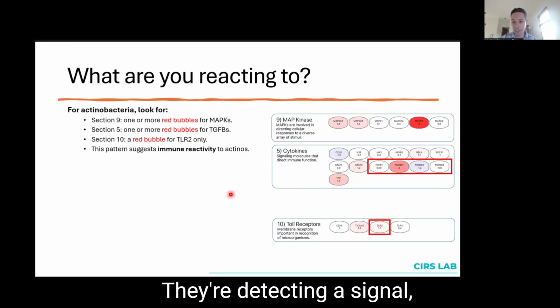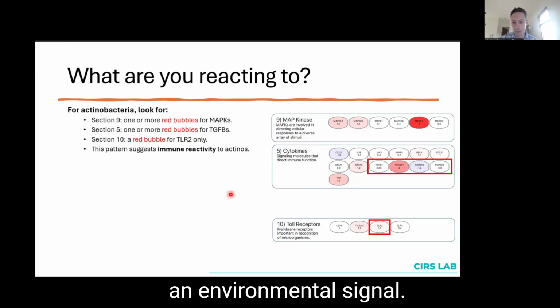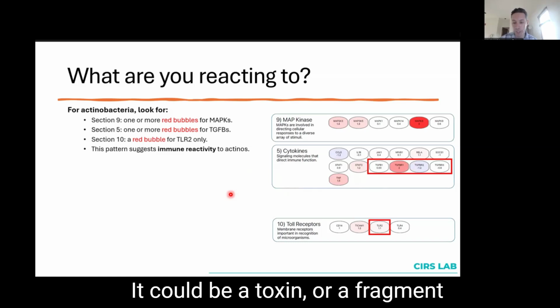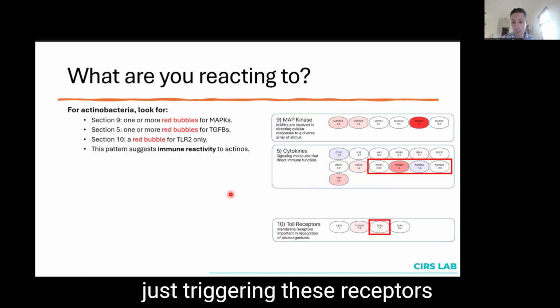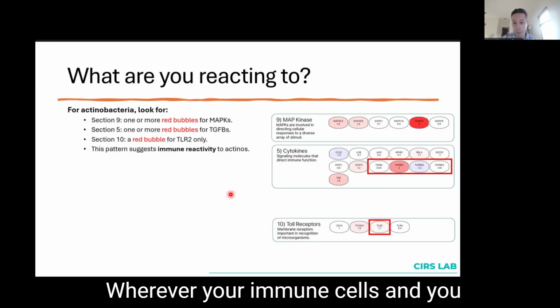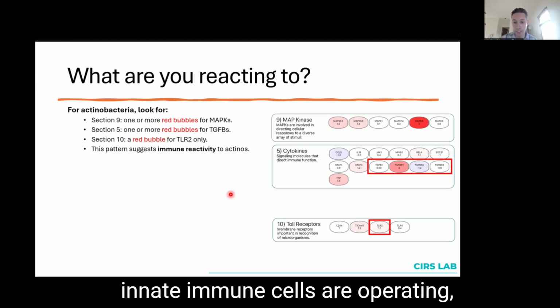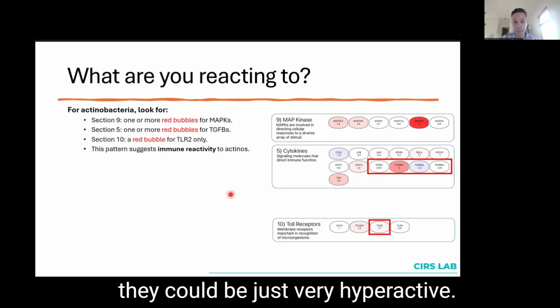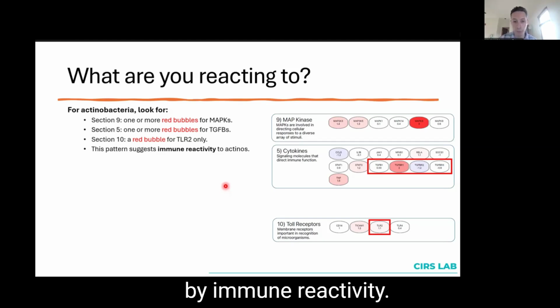They're detecting a signal, an environmental signal. It could be a toxin or a fragment of these bacteria that are just triggering these receptors throughout your body. They could be found in the digestive tract, wherever your innate immune cells are operating, and they could be very hyperactive. So that's what we mean by immune reactivity.